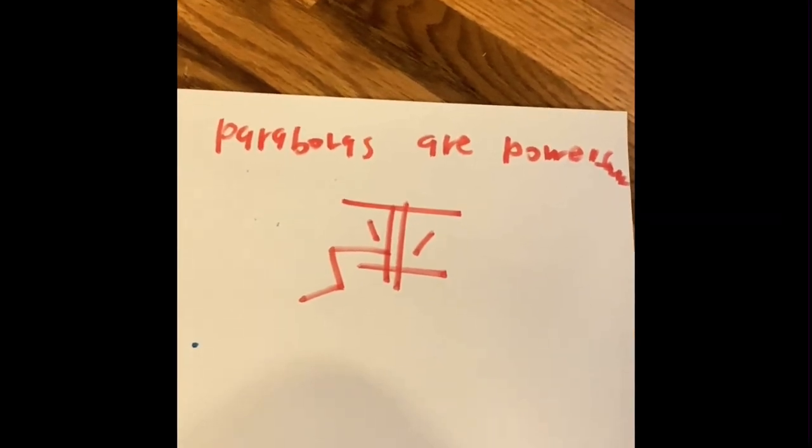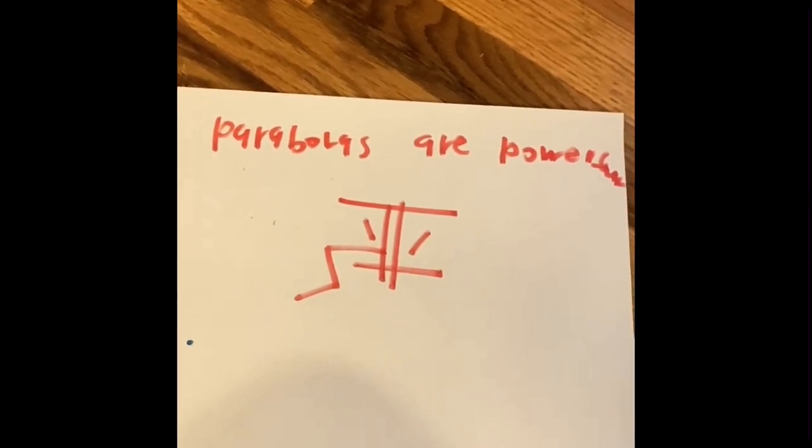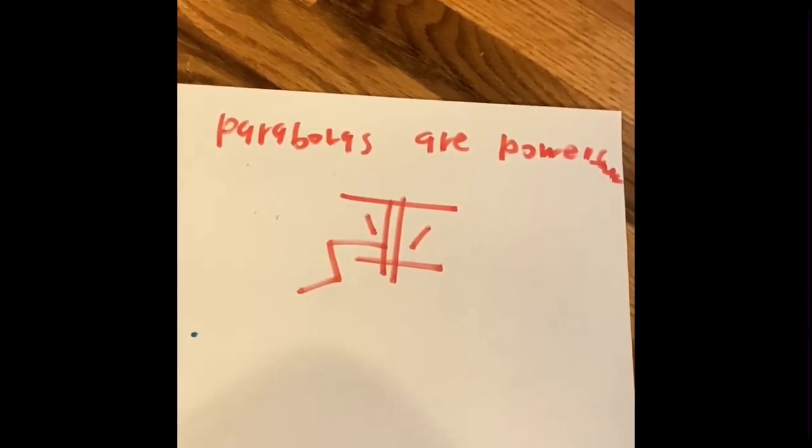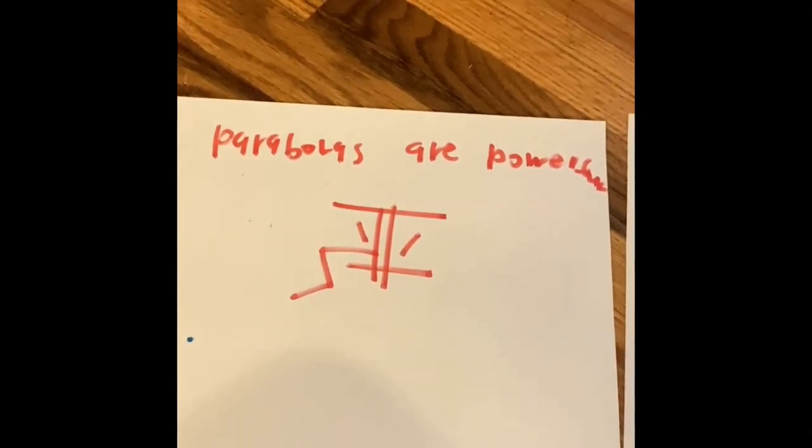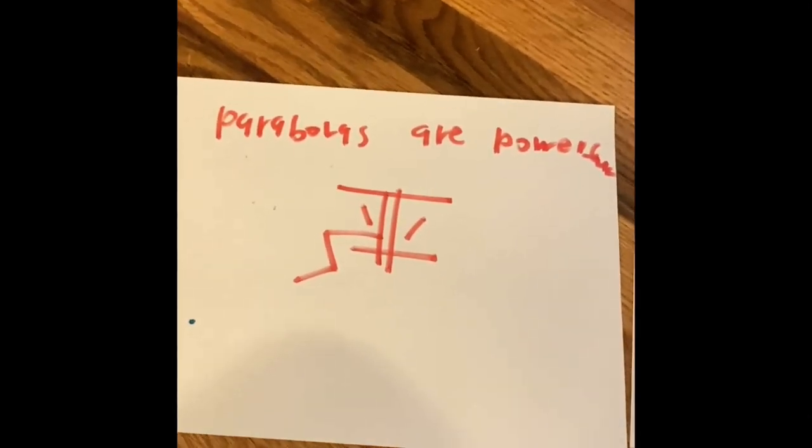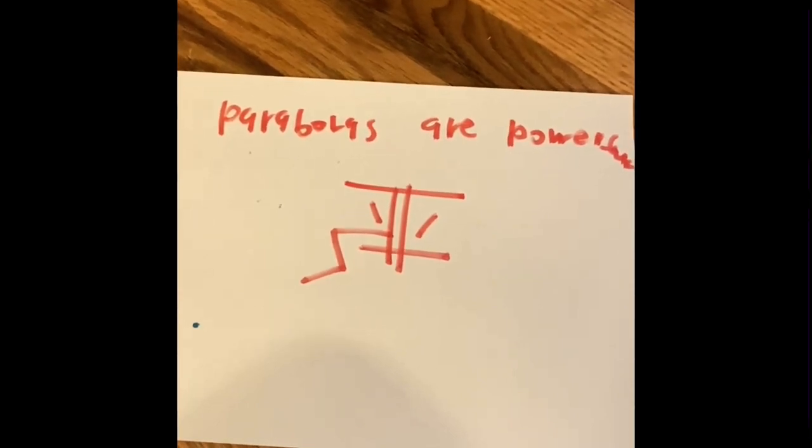We're gonna learn about how parabolas are more powerful than you think. Well, sometimes they can be overpowered. So when you think of the word parabola, you might think of this. And that is correct. A parabola is a U-shaped line on a graph, and its equation is x squared.